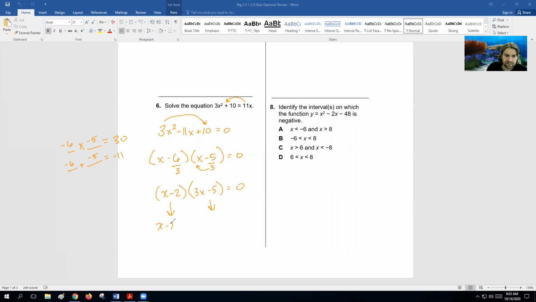Okay, now to solve this, we need to set both of these equal to 0 and tell me what we get. x minus 2 equals 0 and 3x minus 5 equals 0. We're going to get two answers here. All right, this one's easy.